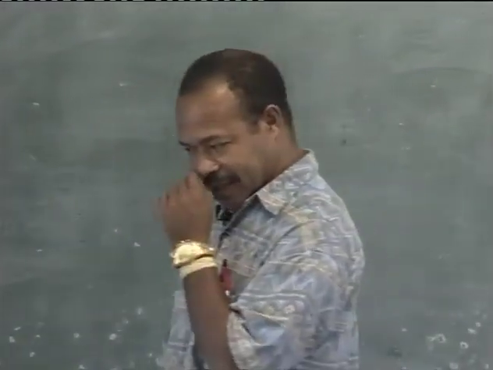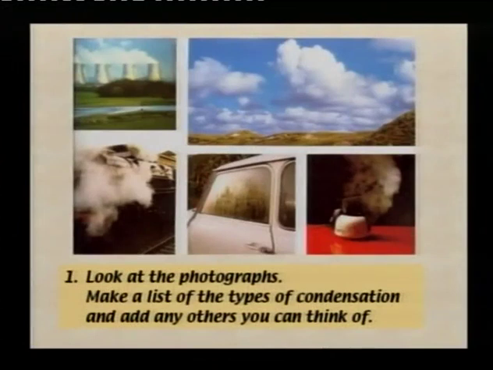Now I want you to look at the photographs here. Look at the photograph and make a list of the type of condensation and add any other you can think of. You have 5 photographs there. Please look at the type of condensation that takes place there and list it down. Condensation is the second stage of the water cycle, from evaporation to condensation. So look at the diagram there and see if you can pick out.